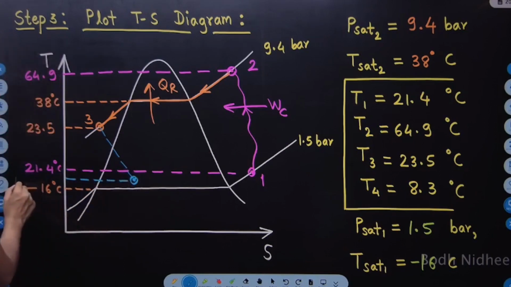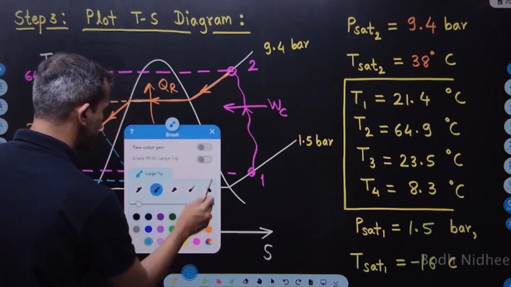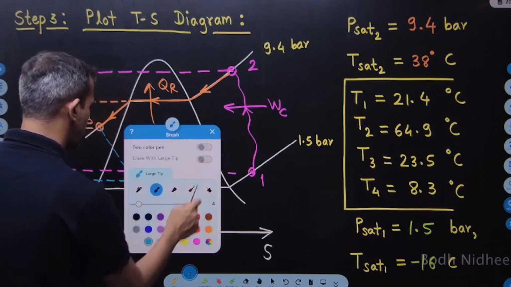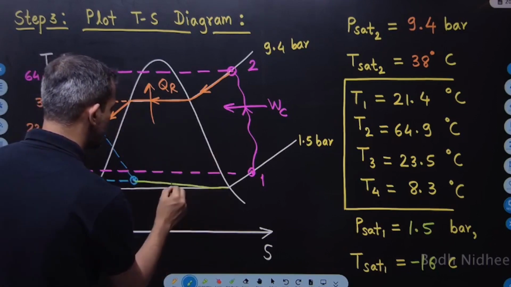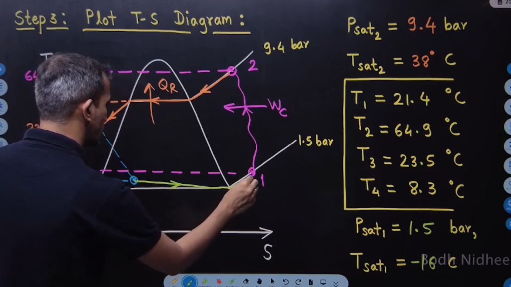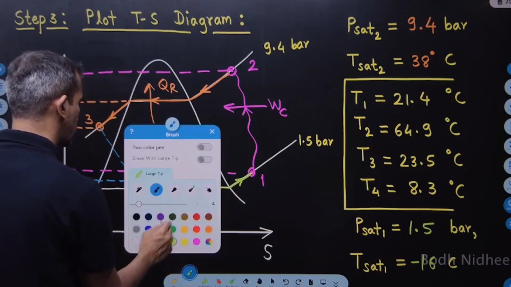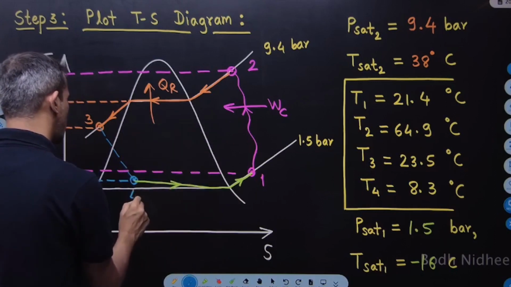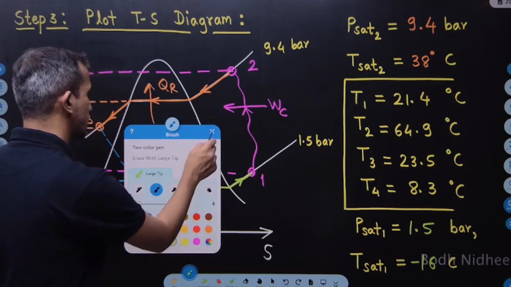This temperature is what? 8.3 degrees. Here, and from there now evaporation will start. So there is a pressure drop in the evaporator, we can observe. There is a superheating. So by this way the process 4 to 1 completes. So this is point number 4. So 4 to 1 is the heat addition process.